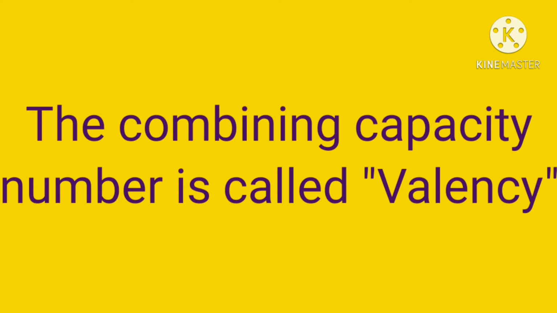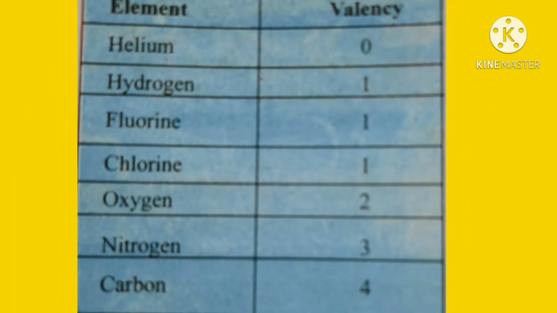Children, observe this table carefully. Here some valencies are given. Valencies of some elements: helium valency 0, hydrogen 1, fluorine 1, chlorine 1, oxygen 2, nitrogen 3, and carbon 4.